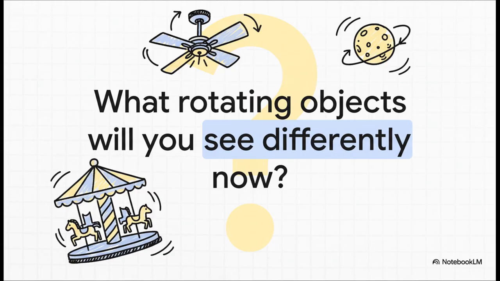So, now that you've got this new way of seeing things, I'll just leave you with this question. The next time you see a merry-go-round, or a spinning fan, or heck, even look up at the planets, what are you going to see differently? I hope it gives you a whole new perspective.